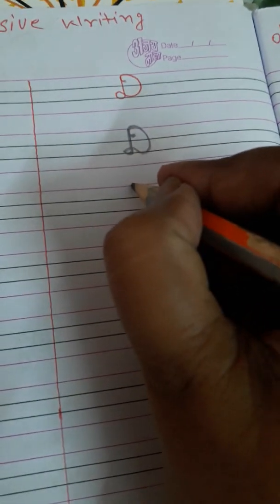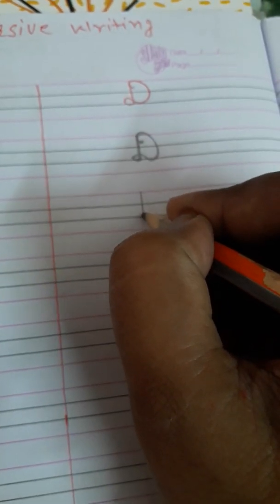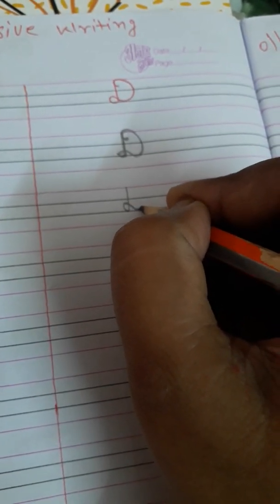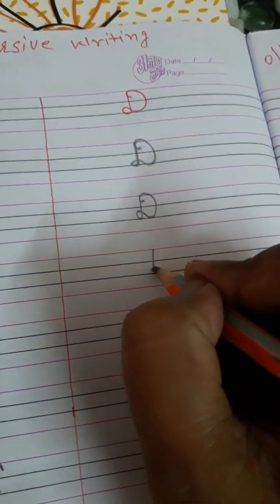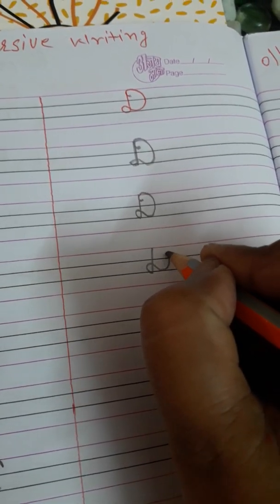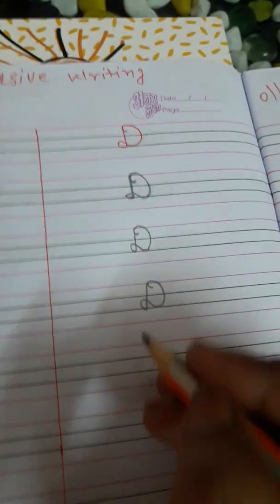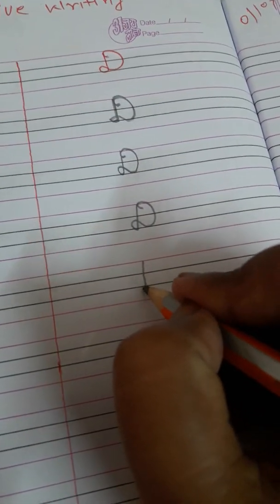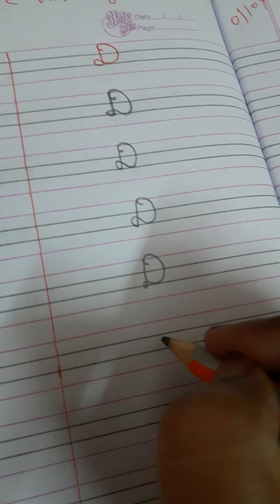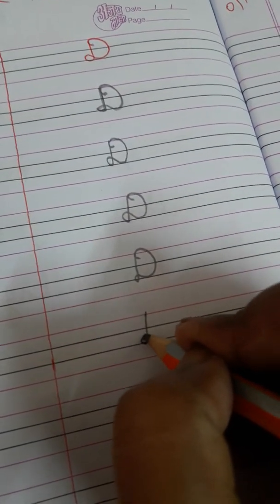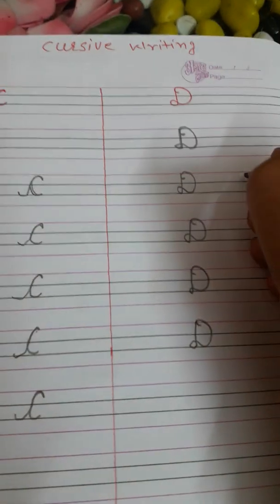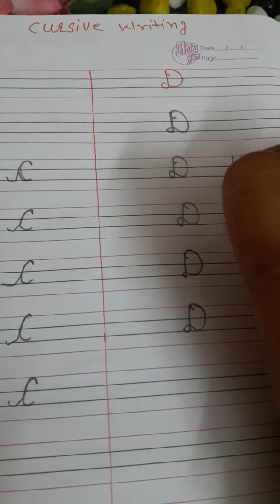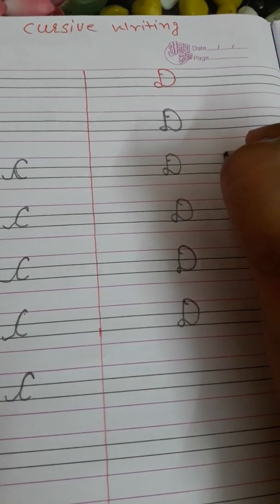कैसे स्टार्ट करना है? स्टैंडिंग लाइन से. स्टार्ट विथ स्टैंडिंग लाइन, टर्न अराउंड and take a half circle. D. Standing line, turn around. D. Standing line, turn around. D. Standing line, turn around. फिर से एक बार लिखते हैं. Start with standing line, turn around and D.